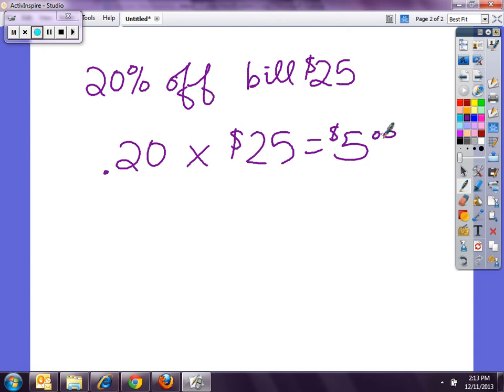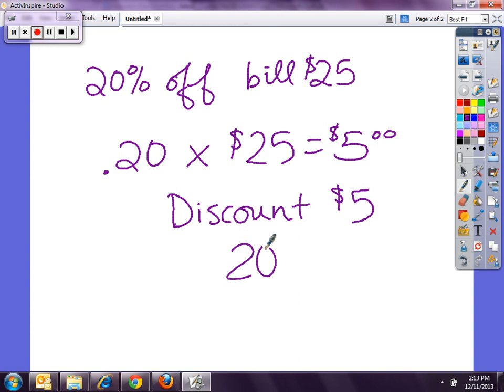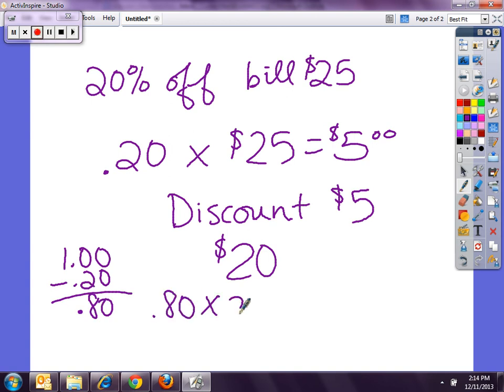So I have a discount of $5. I can do this a couple ways. What I can do now is subtract my discount from my $25. So it means my new total is $20. Or I could also take my 100%, subtract my 20%, which gives me 80%. And if I take 0.80 times 25, I'm going to get $20.